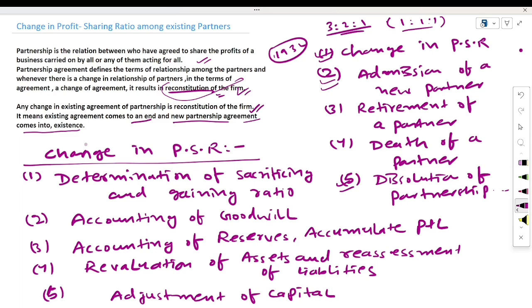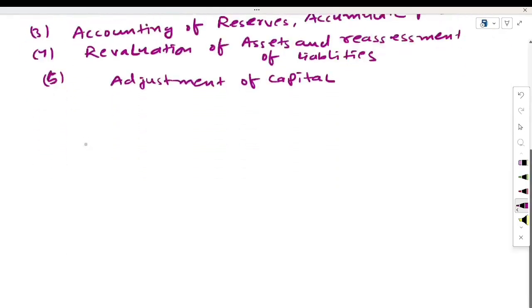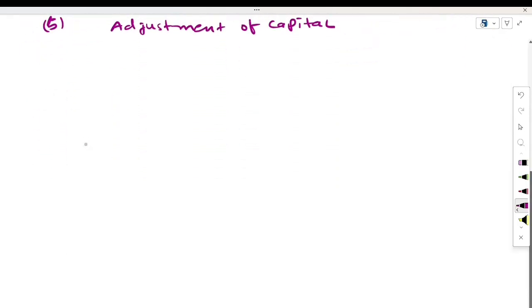Most of the topics you will understand in this chapter will be used at the time of admission of a partner. Once we understand all these topics, it will be very helpful for us in the chapter when we study admission of a new partner. Okay, see here, first of all, we are going to start the determination of sacrificing and gaining ratio. How will we determine the sacrificing and gaining ratio? We have a question here.